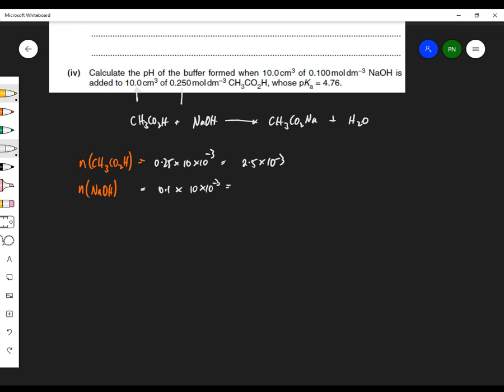This one should be easy. It's going to be 1. I could do that one in my head. 1 times 10 to the minus 3. So as you can see, as we were hoping, there is more of this, which we wanted, didn't we? So let's have a look.